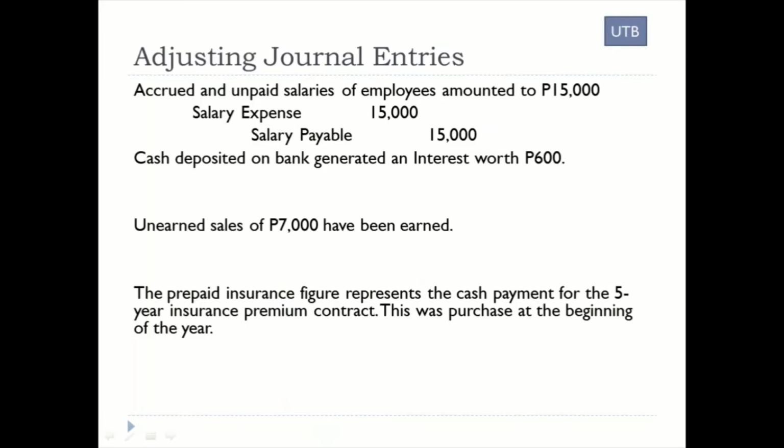Now, let's move to the next. Our next adjustment is cash deposited in the bank that generated an interest worth 600 pesos. This means we have money in the bank and it has already generated interest. Interest is a profit. It is an income; it grew. And how much did it earn? 600. So we recognize that as an additional income. But of course, we have probably not received it yet, so the entry would be interest receivable, 600, and interest income, 600.